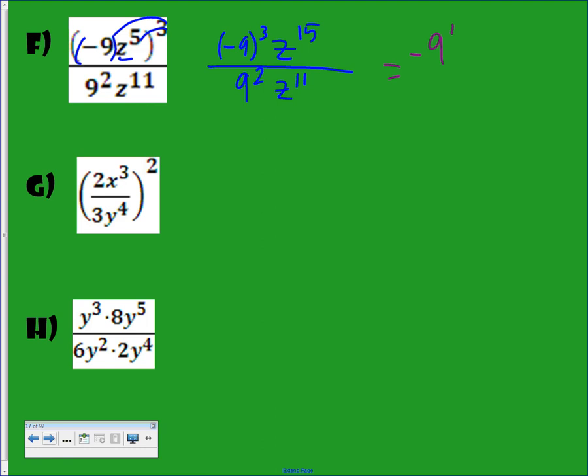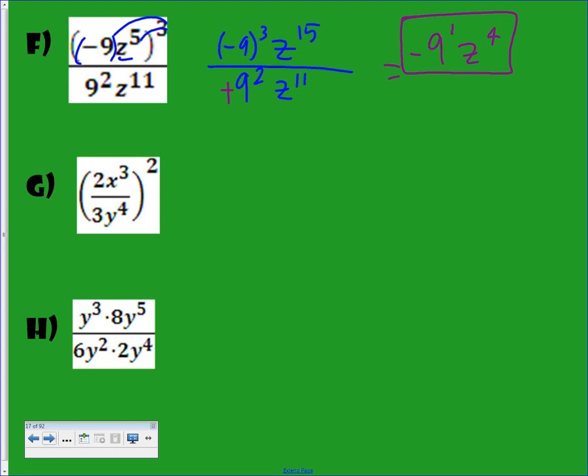So my final answer is going to be negative, because then I was dividing by a positive 9 on the bottom. Okay, and then z to the 15th over z to the 11th is z to the fourth, because again, when you are dividing with like bases, you are going to subtract the exponents. Okay, example G, again, we are distributing here, and you have to distribute to every single thing.